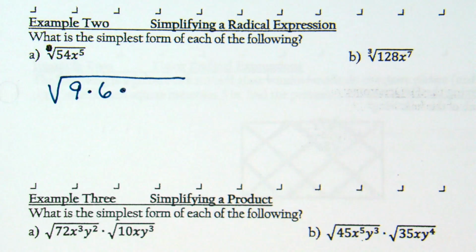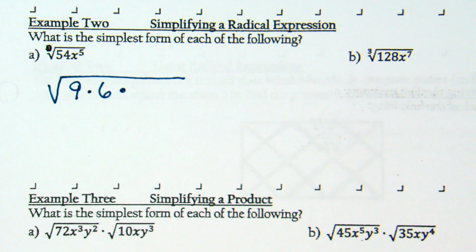Let's move over and talk about x to the fifth. Can I take the square root of x to the fifth? We talked yesterday about taking square roots of exponents. How did we take a square root of an exponent yesterday? We divided by that root or index. So in order to take the square root of x to the fifth, you take 5 and divide by 2. Does 5 nicely divide by 2? No.